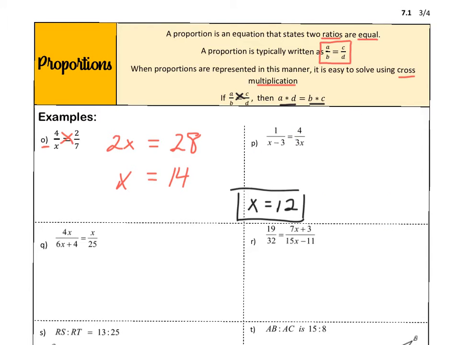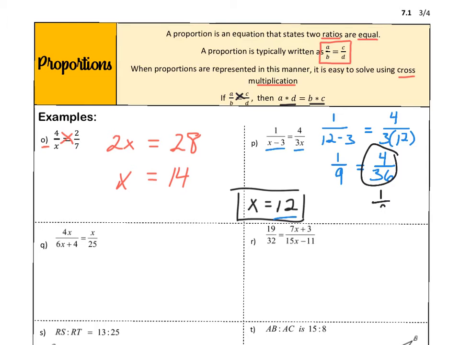Now, if for some reason you're doubting your work, you're not sure if you did it correctly, take that x value and plug it back into your proportion. So it would be 1 over 12 minus 3 equals 4 over 3 times 12. So it looks like I end up with 1 over 9, which equals 4 over 36. I can't reduce the 1 over 9, but I can reduce the 4 over 36 to 1 over 9. So it looks like my proportion is equal.